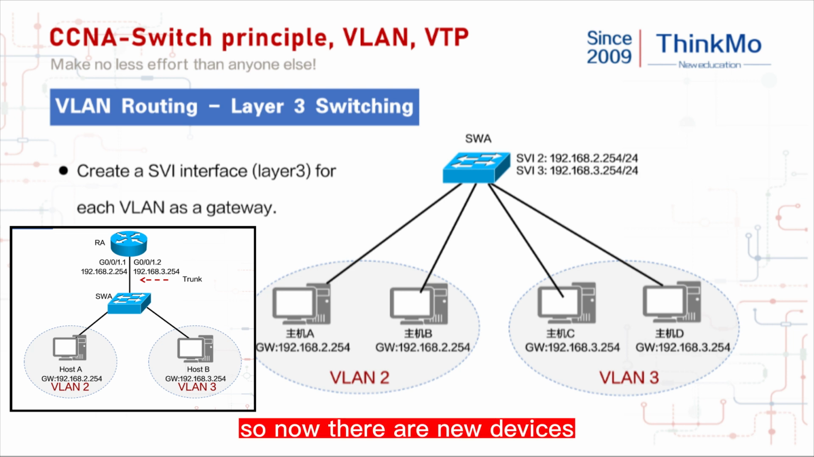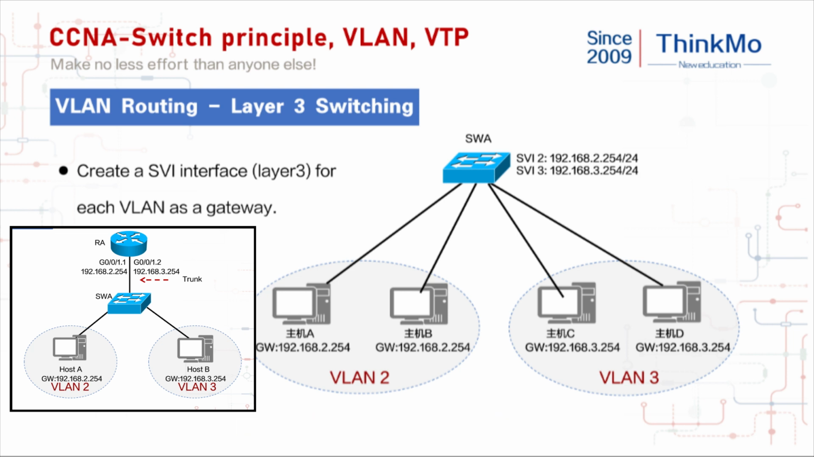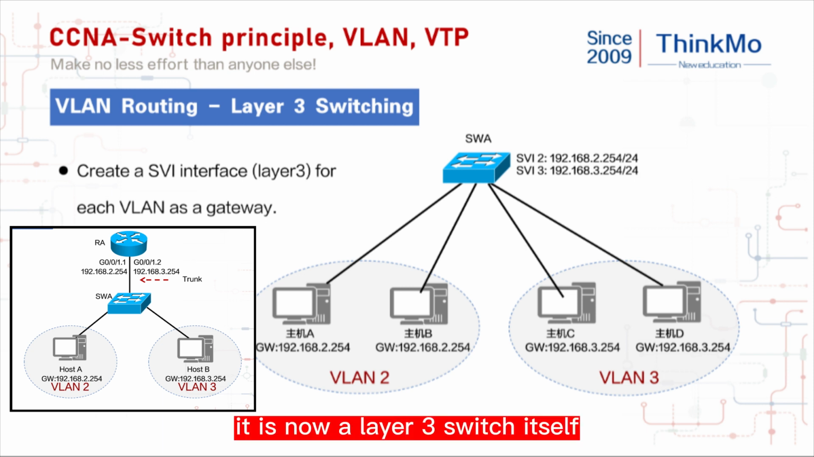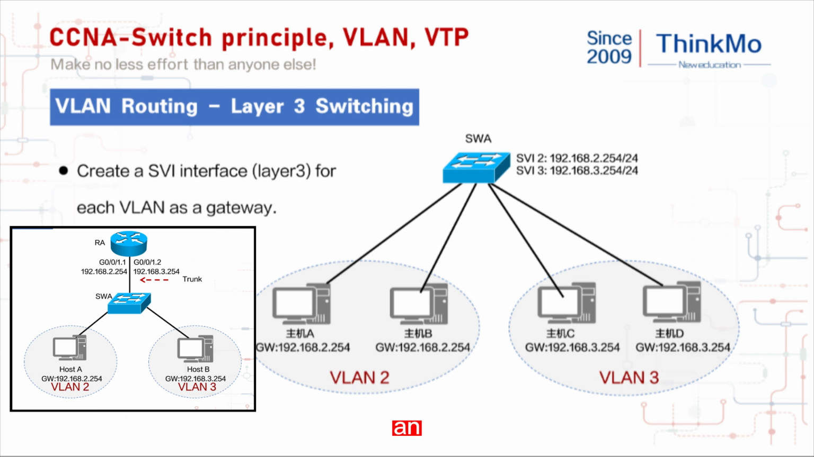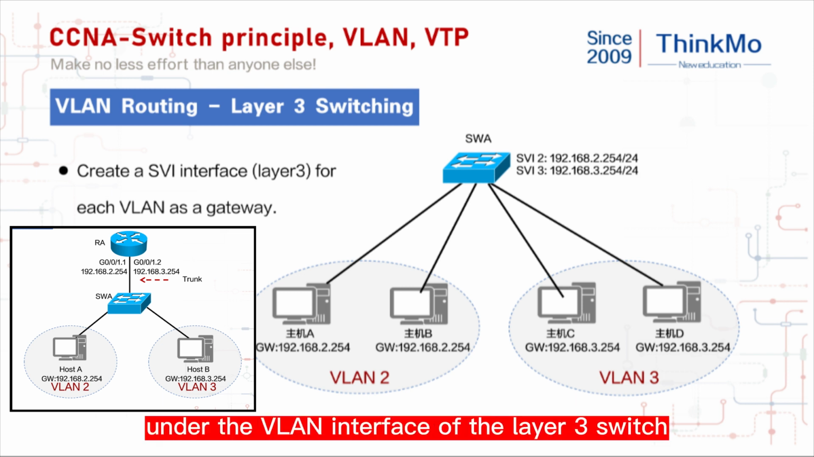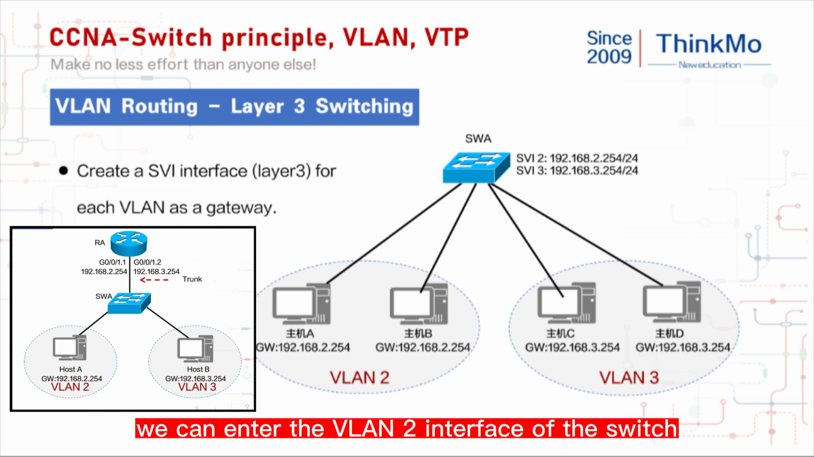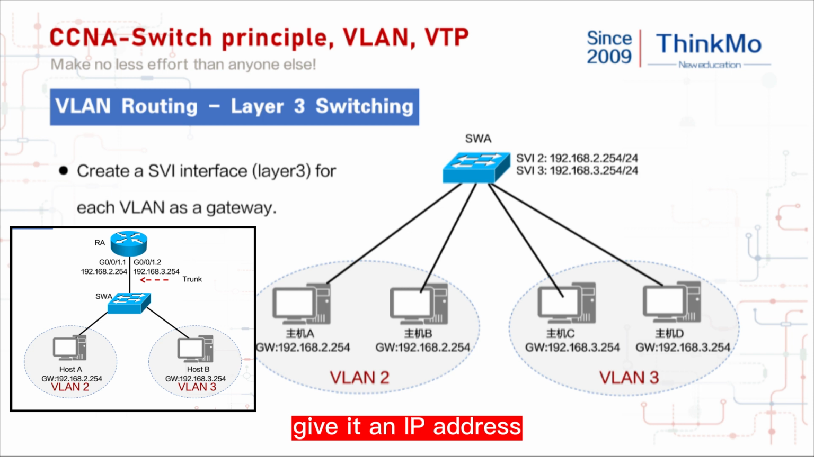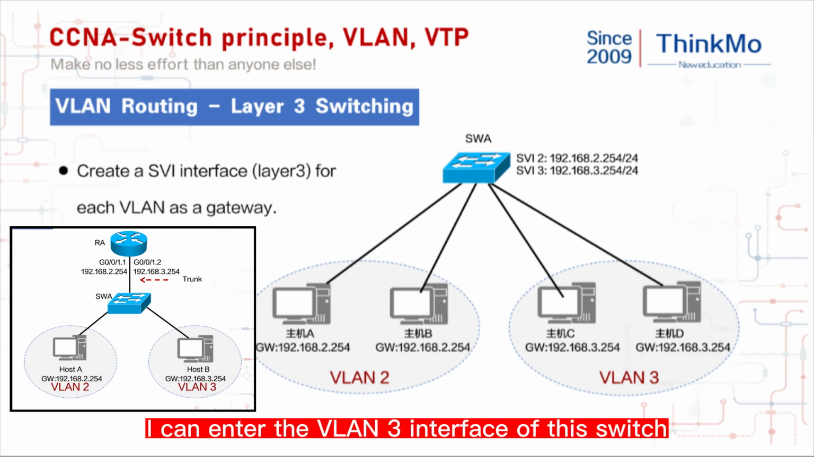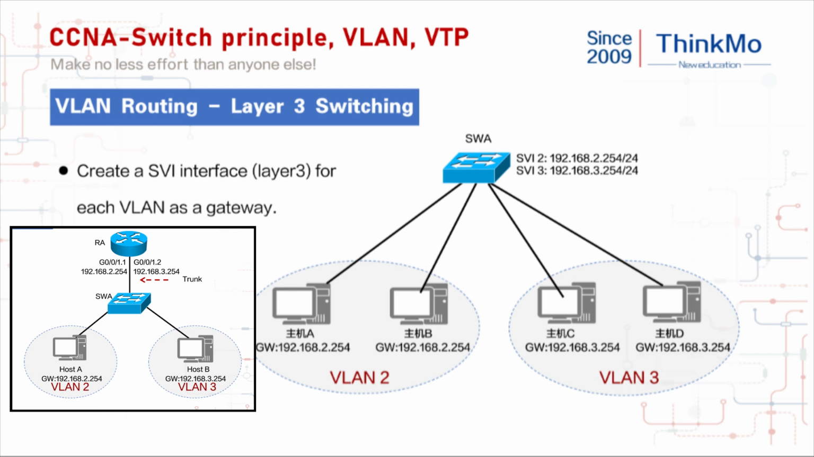So now there are new devices: layer 3 switches. A layer 3 switch itself has certain layer 3 functions. It has its own routing table locally, and we can configure an IP under the VLAN interface of the layer 3 switch. We can enter the VLAN 2 interface of the switch and give it an IP address as the gateway of this 2.0 network segment. I can enter the VLAN 3 interface of this switch and give it an IP address as the gateway of this 3.0 network segment.